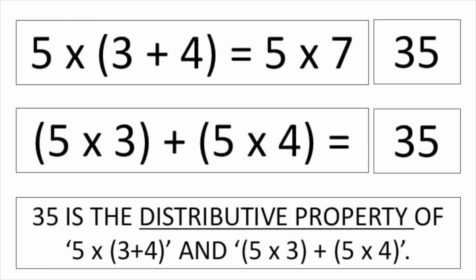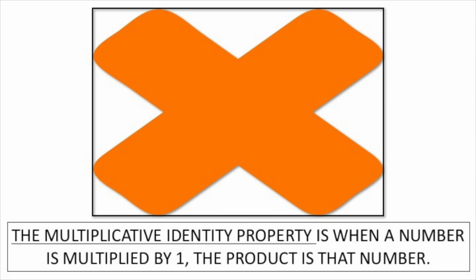And the next way is the most simple. Ready for this, guys? The multiplicative identity property is when a number is multiplied by 1. The product or the answer, product is another word for answer. So the product is that number. These are very simple. If we're multiplying by 1, the answer will always be the number.